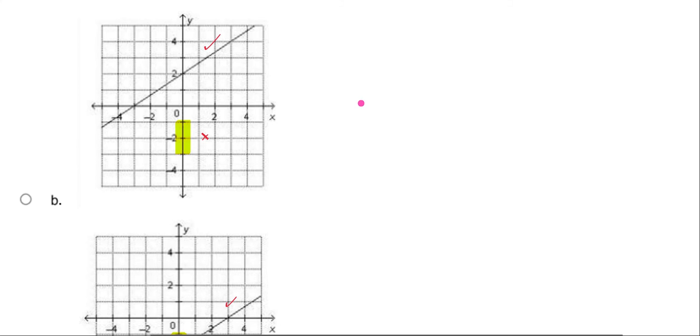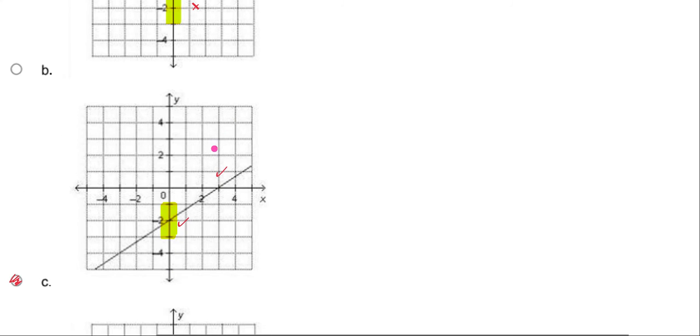And for the same reason, we check the slope and we check the intercept. So if it has the right slope but the wrong intercept, it's not the right graph. It needs the right slope and the right intercept.